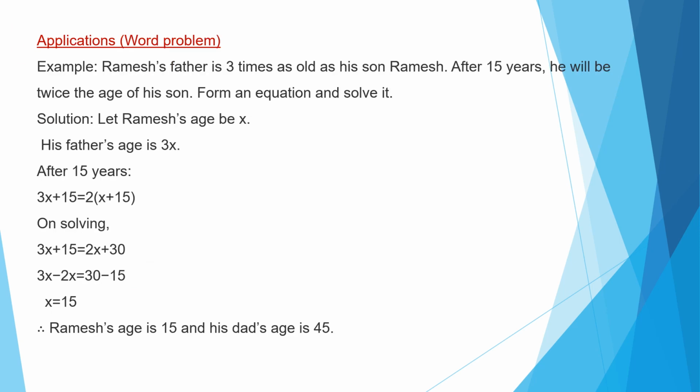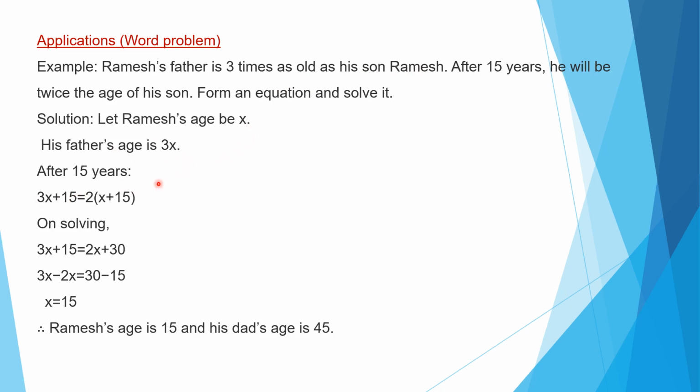Next is applications, word problem. Example, let us see. Ramesh's father is 3 times as old as his son Ramesh. After 15 years, he will be twice the age of his son. Form an equation and solve it. This is how to do it. Let Ramesh's age be x. We don't know his age, right? But what are the conditions told here? 3 times as old as his son. So Ramesh's age is x. Then father's age will become 3x, right?